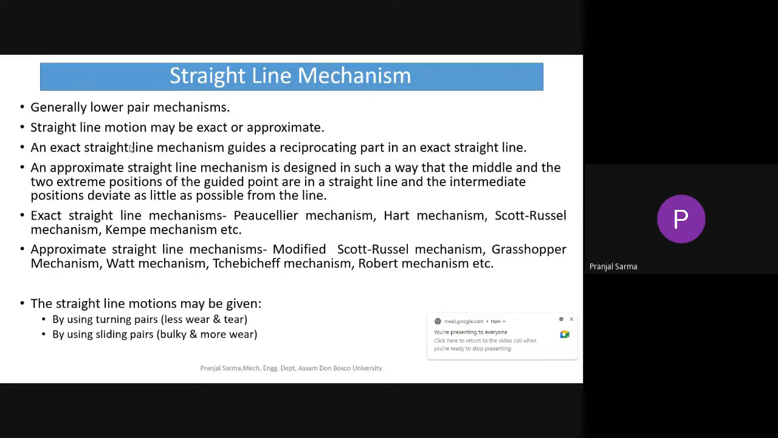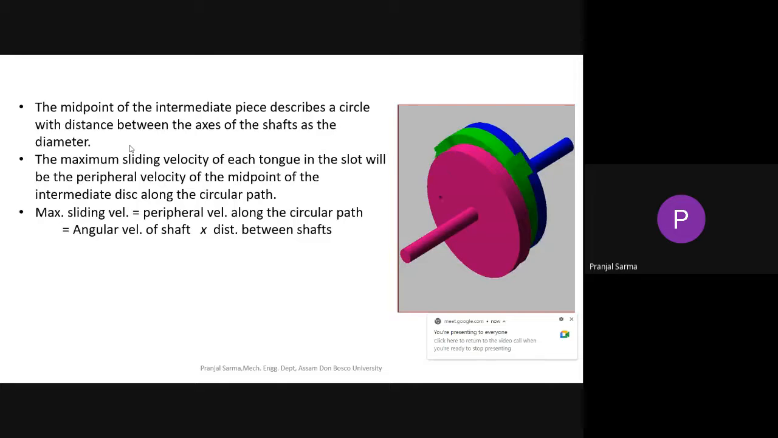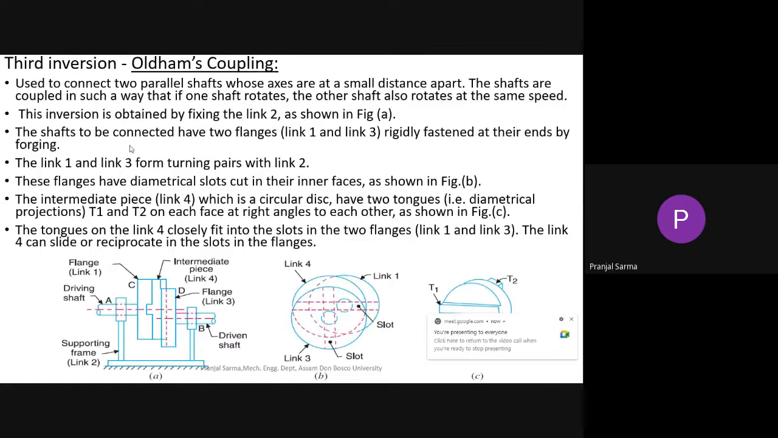Okay, so in the previous classes we have discussed the inversion of the double slider crank chain. Those things we have already discussed. We also discussed Oldham's coupling, which is used for connecting two parallel shafts whose axes are at a small distance apart. In those kinds of cases we use this particular Oldham's coupling. I believe all of you can recall that. Yes, let me know.